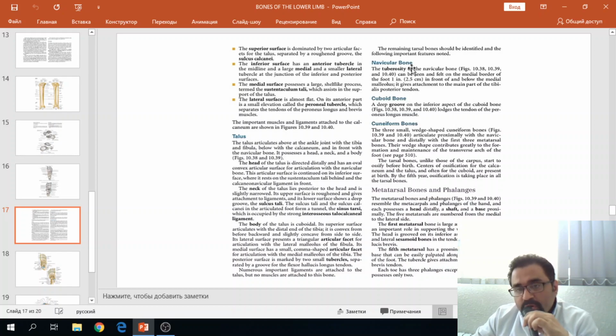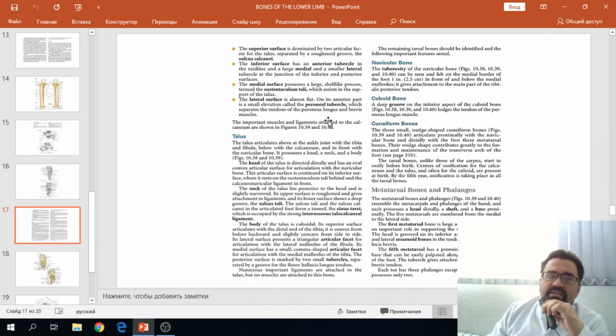Then there is a navicular bone, then there is cuboid bone, and then there are cuneiform bones. Cuneiform bones are 3 in number, small wedge-shaped. It articulates proximally with the navicular bone and distally with the first 3 metatarsal bones. How many cuneiform bones are there? There are 3 cuneiform bones. The deep groove on the inferior aspect of the cuboid bone lodges the tendon of the peroneus longus.